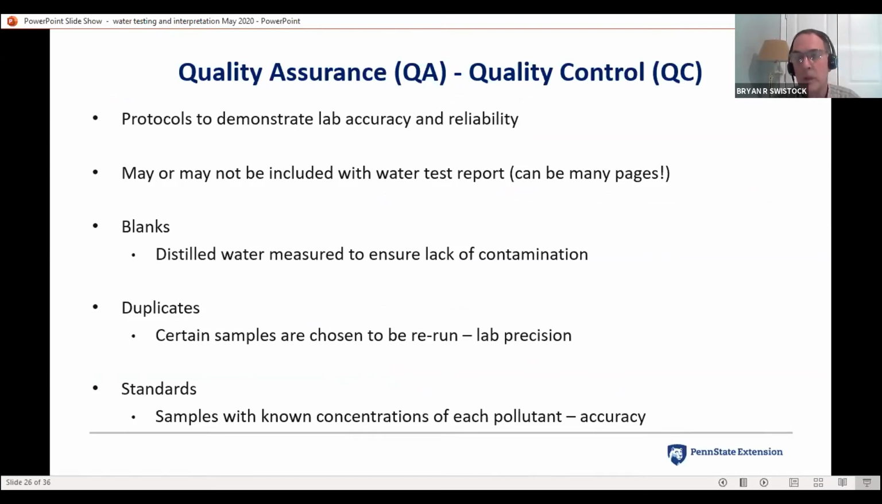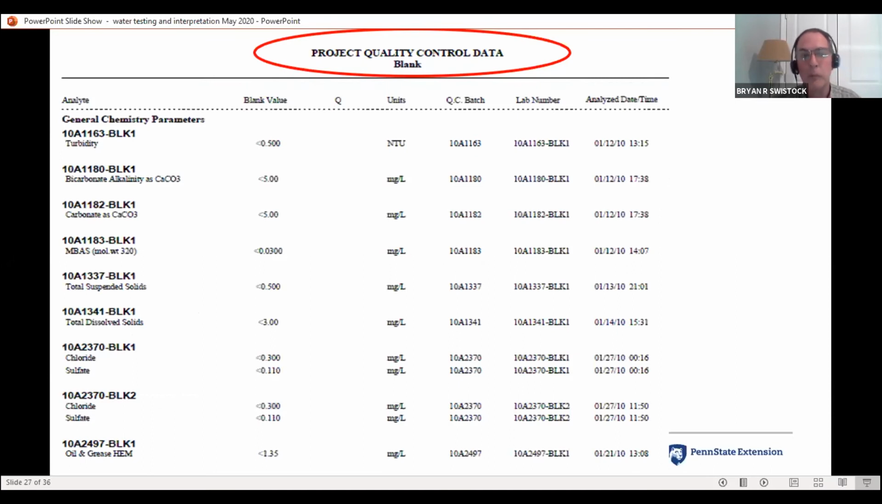And standards are where we take a known concentration and give it to the lab and see if the instrument actually measures the correct concentration. So I can buy standards that have 500 milligrams per liter of chloride, and I can give it to the lab as a blind sample and see if their instrument actually reports roughly 500 milligrams per liter. So for blanks, we might see a report like this, and for blanks, because it's distilled water, we should see a whole bunch of really low numbers, and we do. We see lots of less than signs here, which is great.